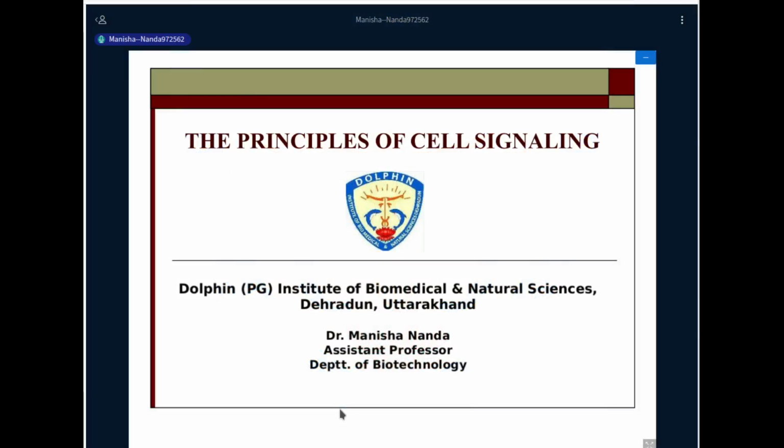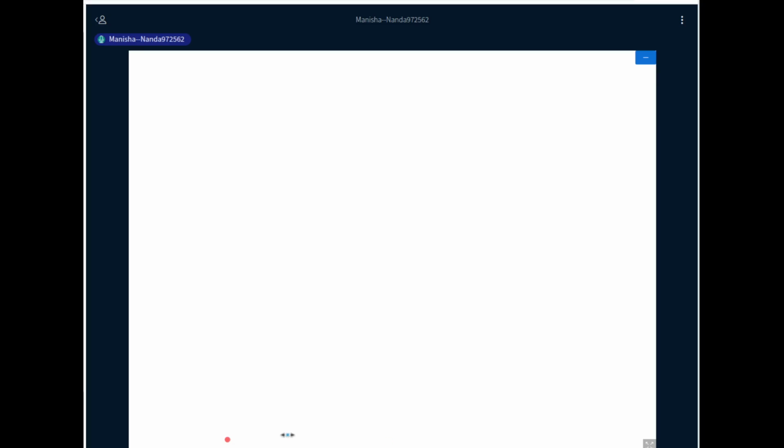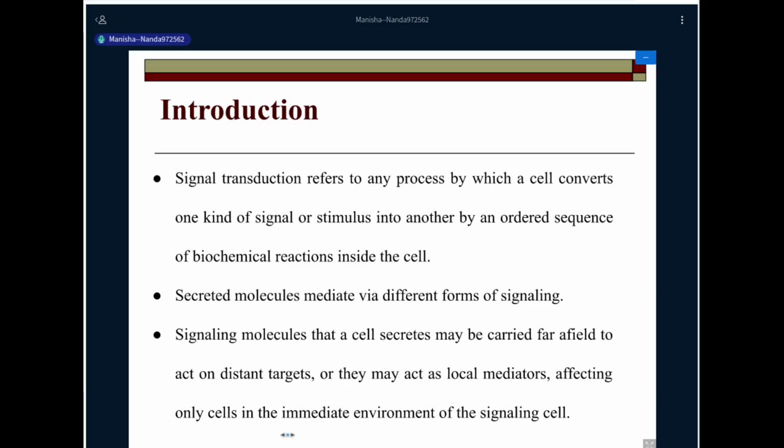Okay, students, today we will be talking about the principles of cell signaling. So I'll just first introduce you to cell signaling and signal transduction. Signal transduction refers to any process by which a cell converts one kind of signal or stimulus into another by an ordered series of biochemical reactions inside the cell.